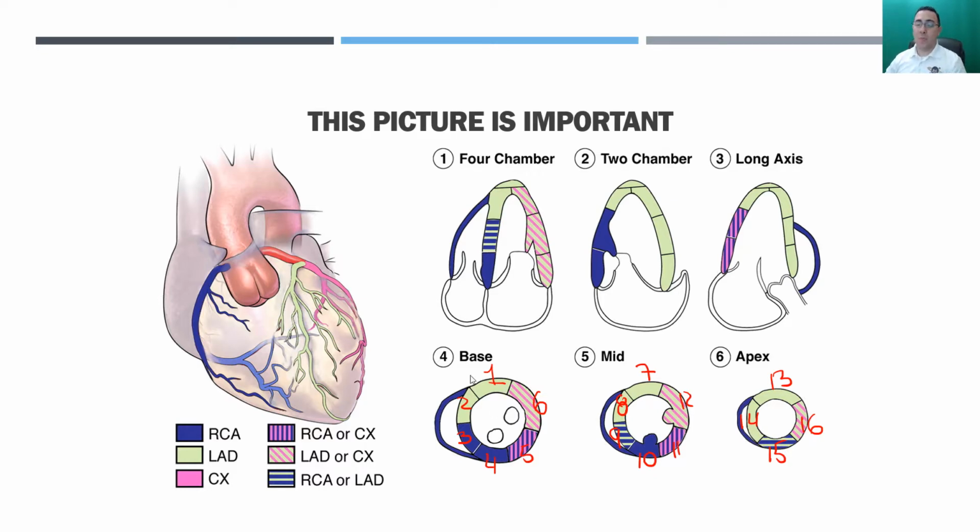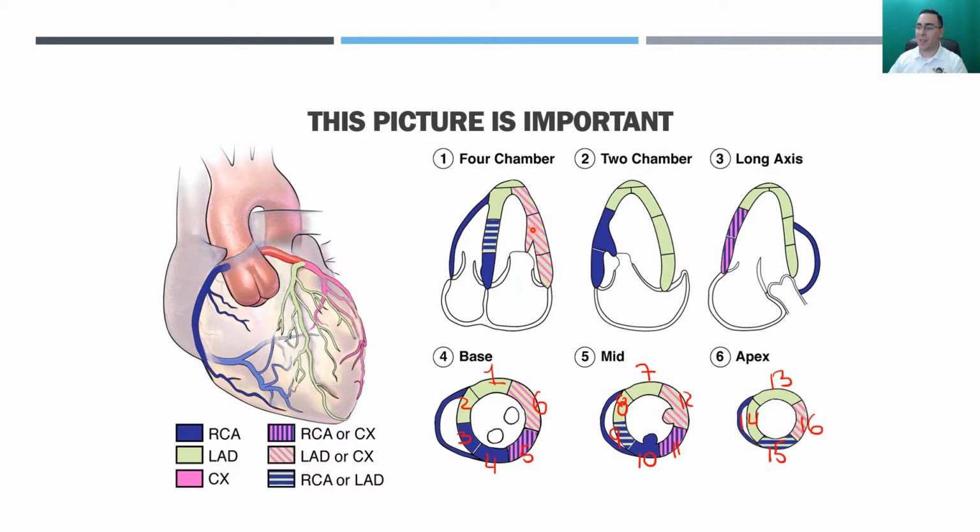How about here the base? All right, base is going to be the same thing. So basal anterior, basal inferior for number 4. For number 2 and 3, look at this: basal anteroseptal, basal inferoseptal. And then for number 6 and 5, basal anterolateral, basal inferolateral for number 5. So that seems to be a piece of cake.